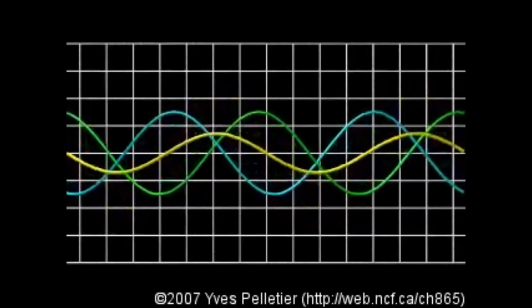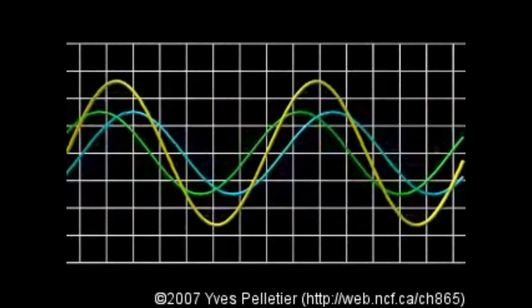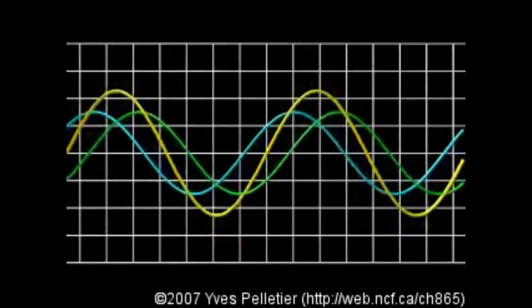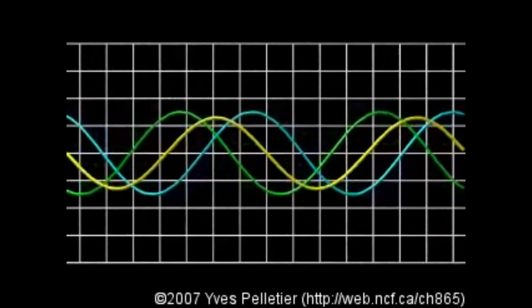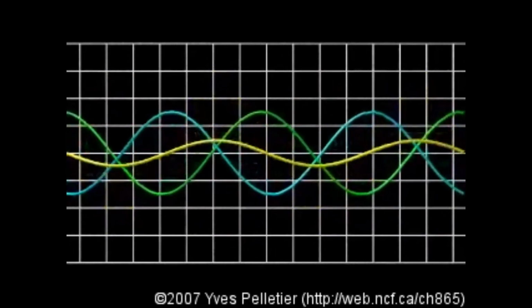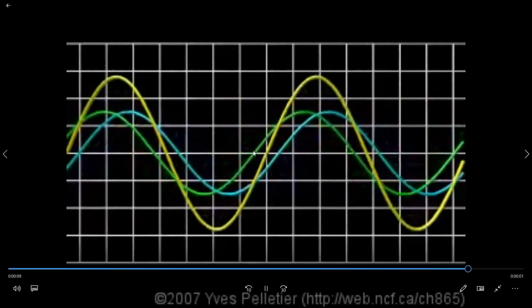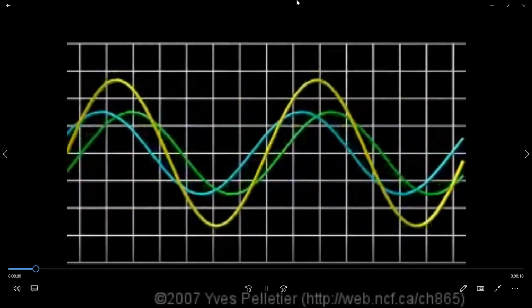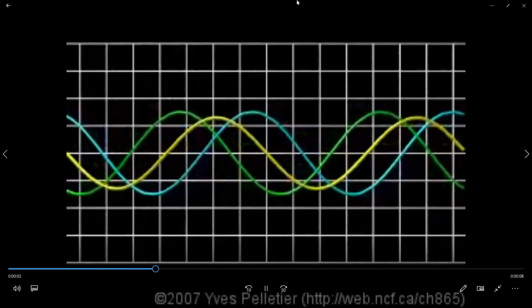From what you can see now on your screen, you should be able to see three different types of waves: a green colored wave, a light blue wave, and a yellow colored wave. Of interest to you is the yellow colored wave. The yellow colored wave is the stationary wave.